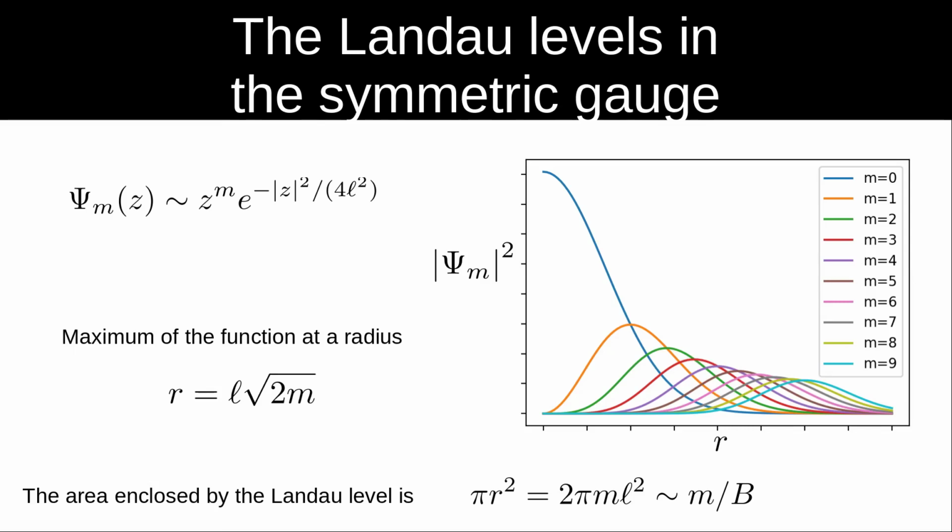This has another important consequence, which is that the higher the m, the higher the area your Landau level encloses. And in particular, the higher the area of magnetic flux you are enclosing. And this is going to be important later on.